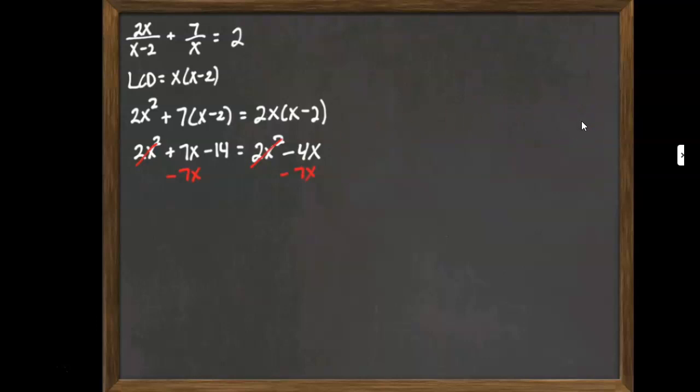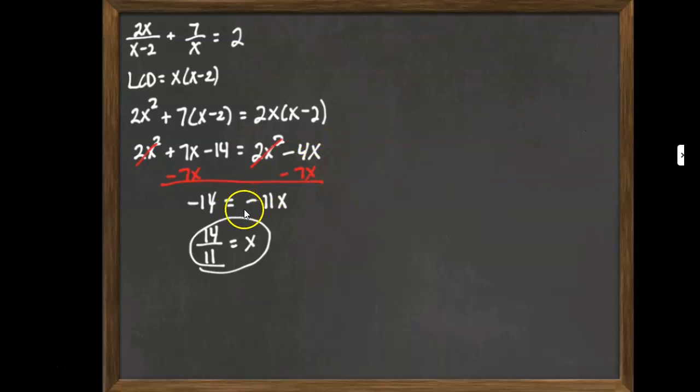And then we get down to this equation now: negative 14 equals negative 11x. And then finally we can just divide by negative 11, and we get our solution here: x equals 14 over 11.